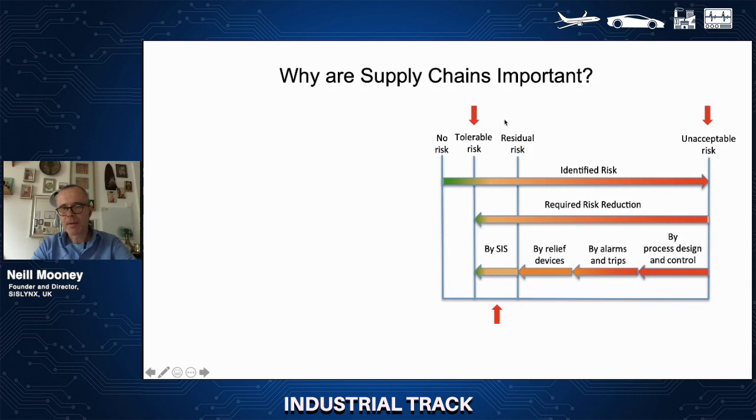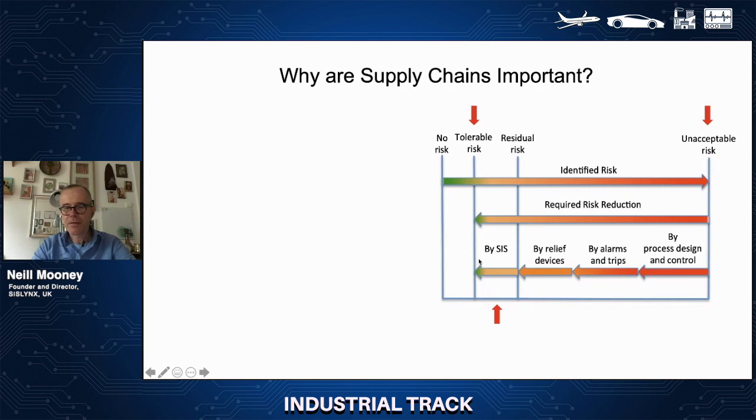And these are both management decisions that are made during the design process. And as we go through the required risk reduction, within the context of a process facility, you might look at process design and control, alarms and trips, and any relief devices before you think about installing an SIS that will be assigned a risk reduction function.